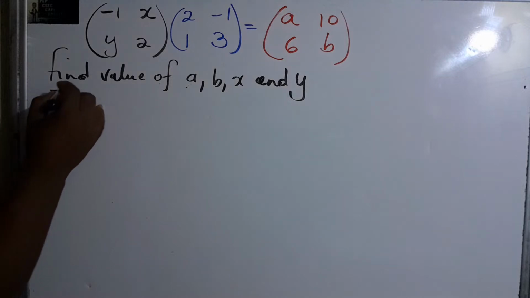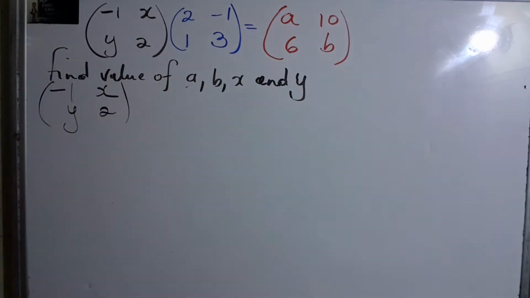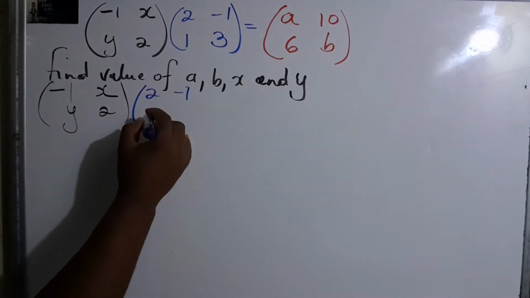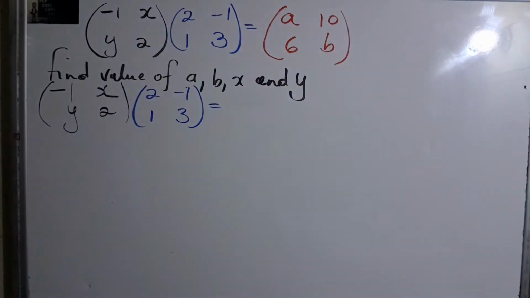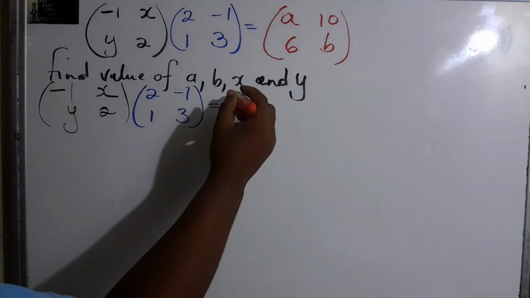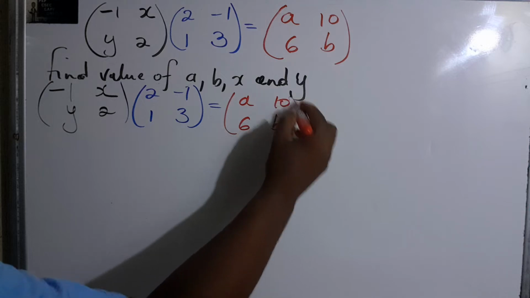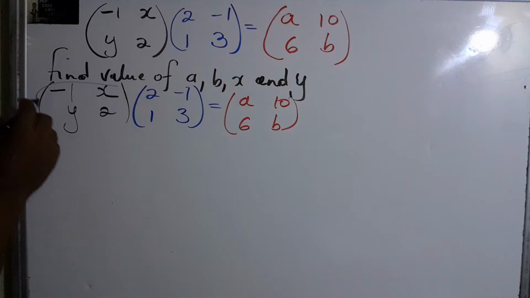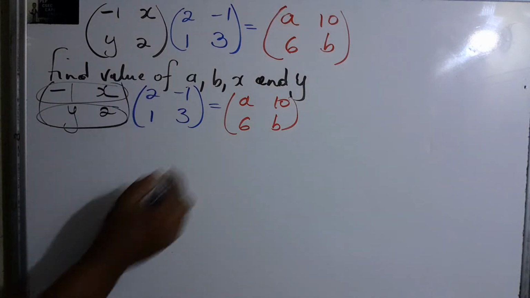So we have negative 1, x, y, 2 times this. Once it's grouped like that, it means multiply. So we have 2, negative 1, 1 and 3, and this must equal all of that, which is a, 10, 6, b. So let's multiply. Now we know that when you multiply, it's row times column, so these must be in rows and these in columns.